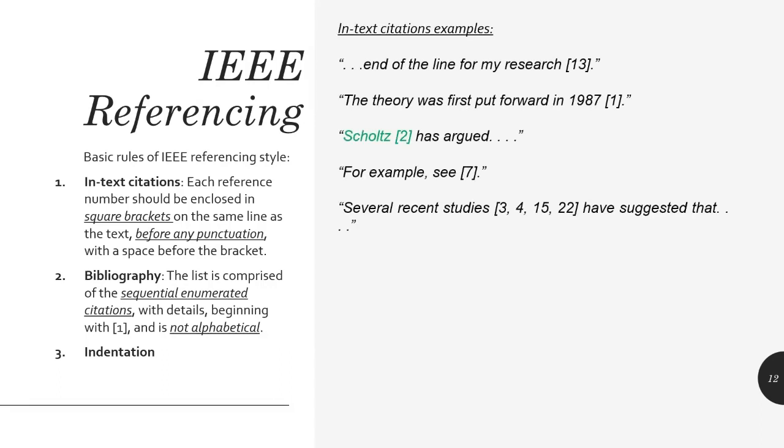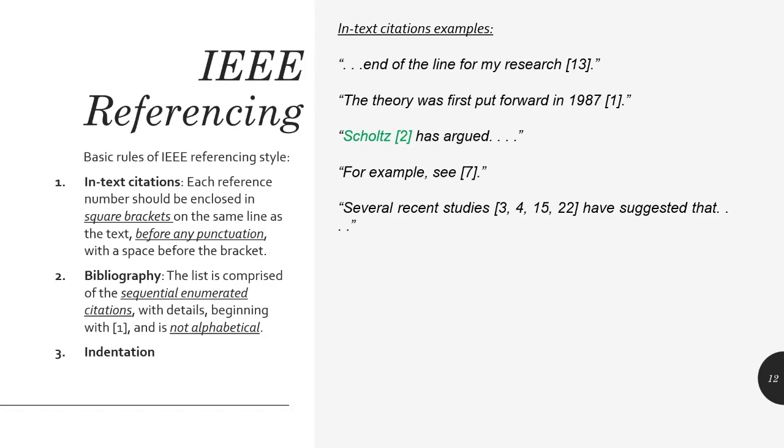So these are some examples of in-text citation when using IEEE referencing. And as you can see, we do not use the author's name and year in the in-text citation. Rather, we use numbers. If you want to use the author, it's going to be, for example, Scholz, which is the author's surname, and number 2. This is optional. You can use it, but you don't need to.